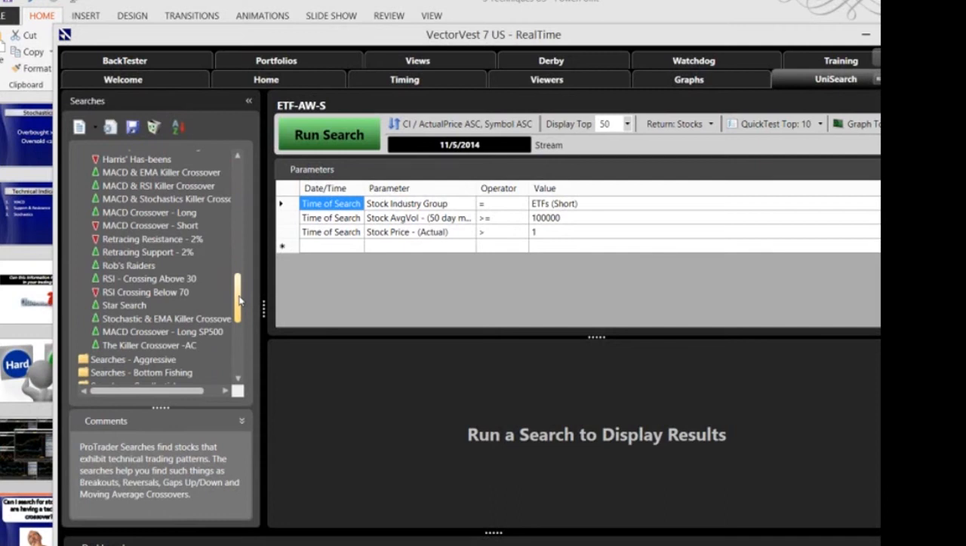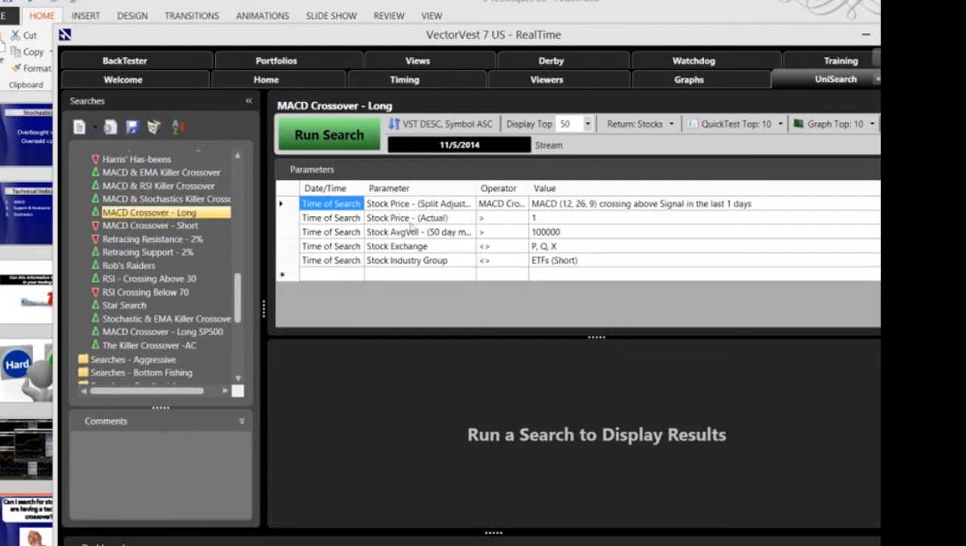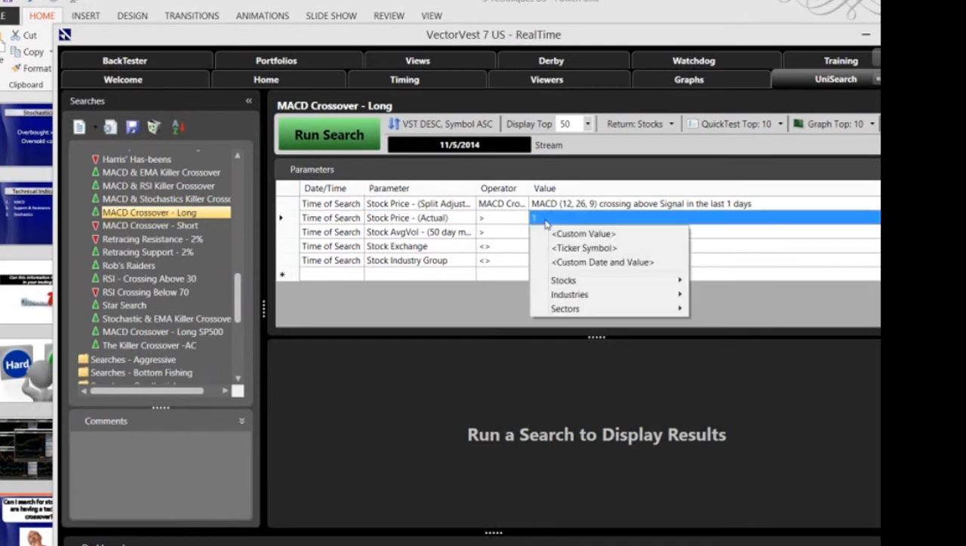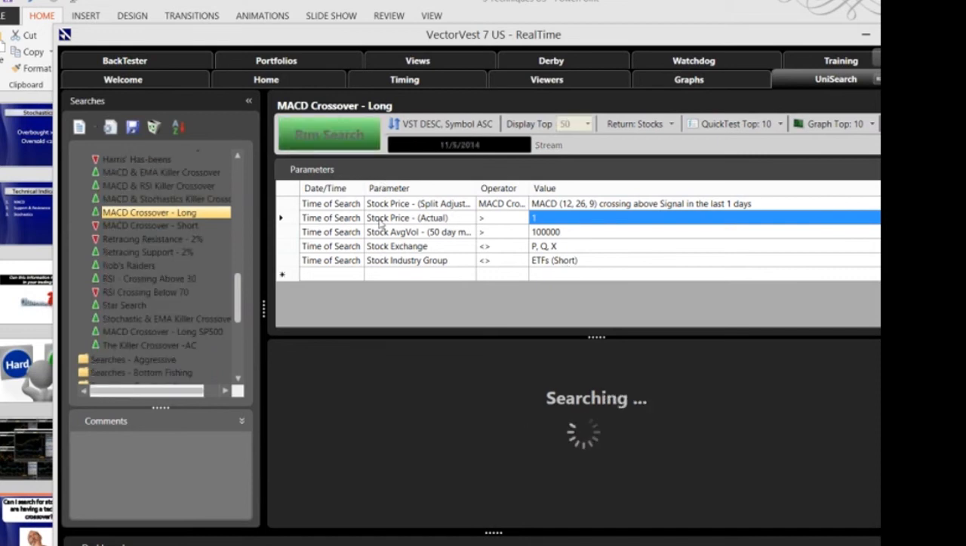So I'm just going to run one. Let's say do this MACD crossover. And as I click on it, you'll notice the parameters fill in. So this is just point and click. These are already built, but if you wanted to add something or customize something, you just click on it. And it says that the MACD is crossing above the signal line in the last 1 day. The stock price has to be greater than $1, average volumes greater than 100,000, and keep me away from pink sheets and contra ETFs. So if we run that, and this is tick-by-tick data.